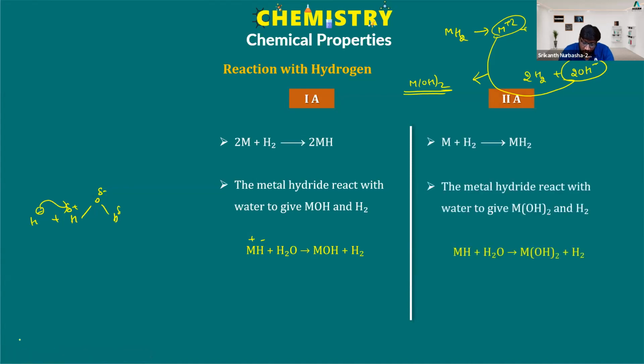M plus H2 will form MH2. The metal hydride reacts with water to give M(OH)2 and H2. You can write the reaction as MH2 plus 2H2O forming M(OH)2 plus 2H2. Check out the balancing: 6 hydrogens, 4 plus 2, 6 hydrogens, 1 metal, and 2 oxygens on both sides. That is how the reaction can be written. MH you cannot write, because M is an alkaline earth metal, which forms hydrides of the type MH2, not MH. So that is wrong.